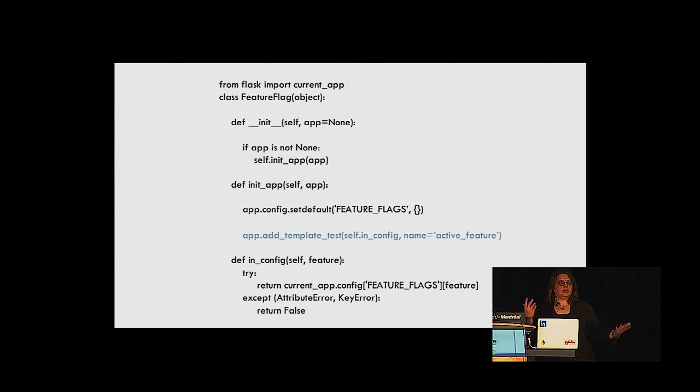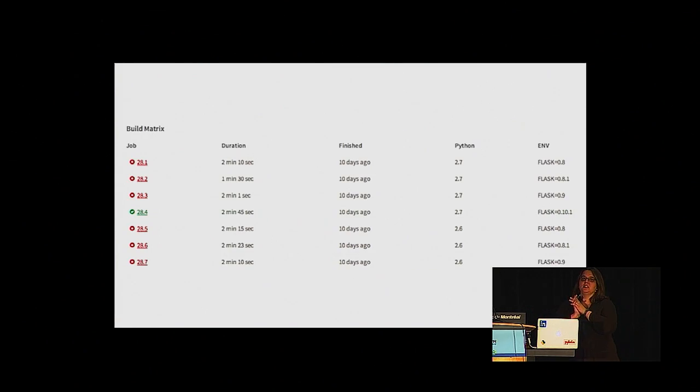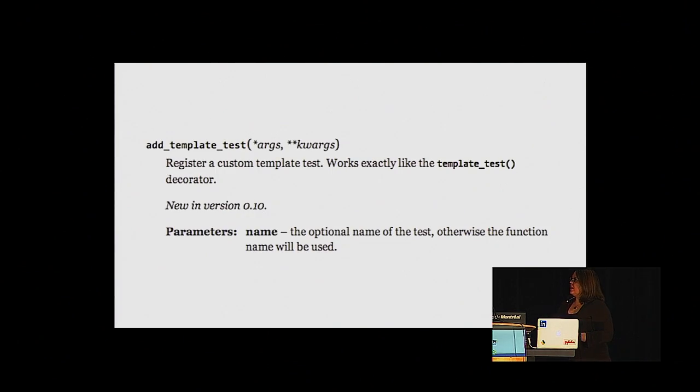OK, so I did this, I committed it, and all of my Travis CI builds went red. And I was like, huh, weird. So I looked at the API, and I was like, I'm using it right, weird. Can anybody see the problem here?